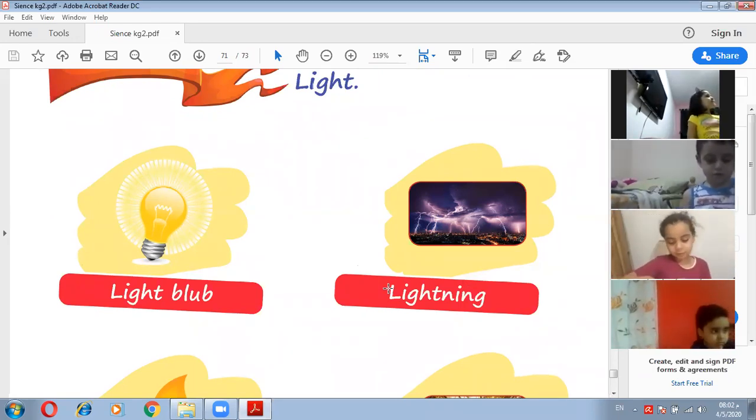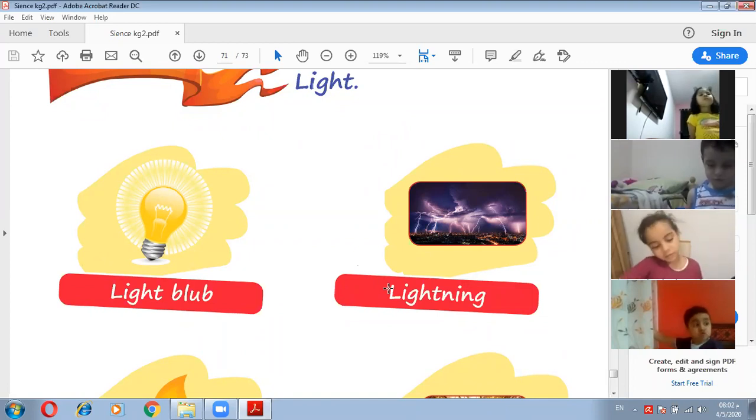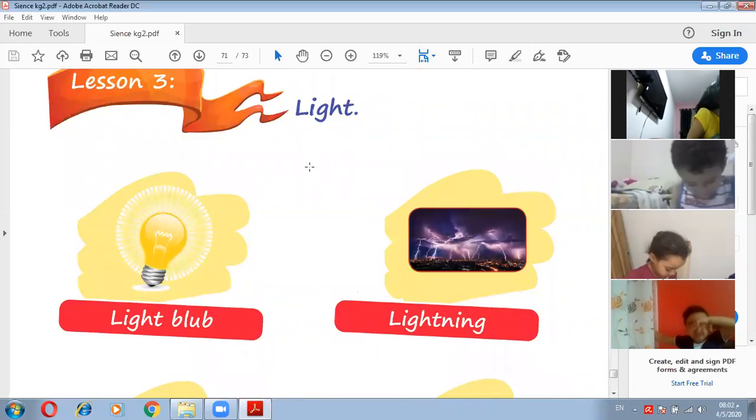So light means a natural thing or a natural agent that stimulates our sight, which enables us to see things around us, okay? Or makes things visible, okay? How come, KG, we cannot see without light?